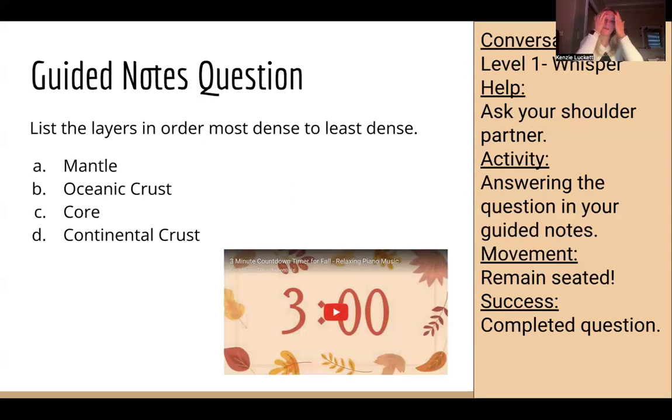Okay, so we have a guided notes question. You're going to list the layers in order from most dense to least dense. You can use the screen to help you answer it because I have a list of them on here. But you're going to order these layers in the correct order from most to least dense on your notes. You can take about 3 minutes to do this, a minute, however long it takes you, but please pause the video and attempt to do it yourself.